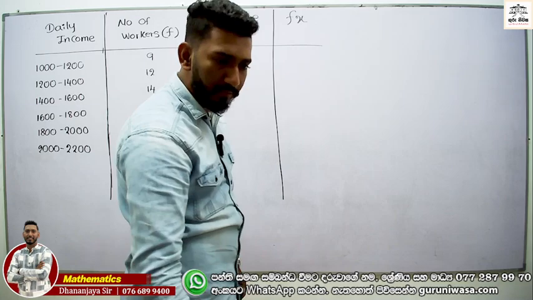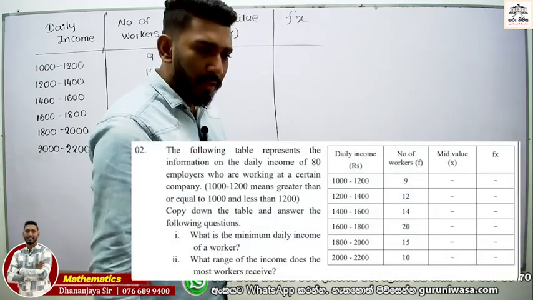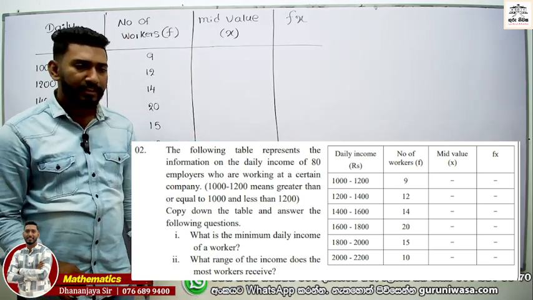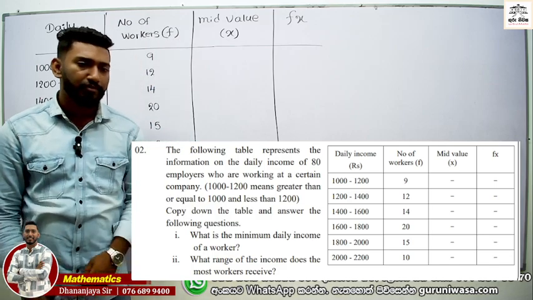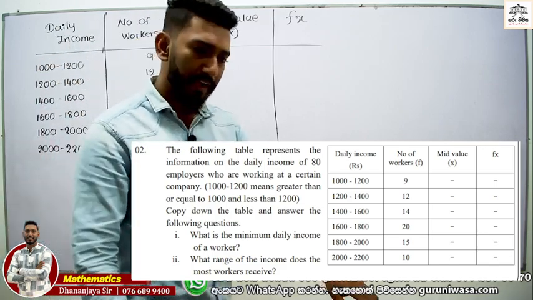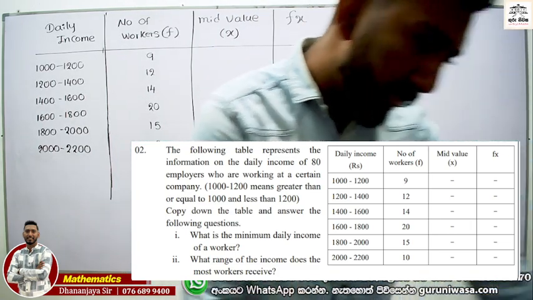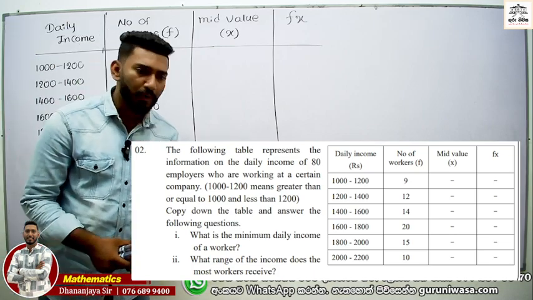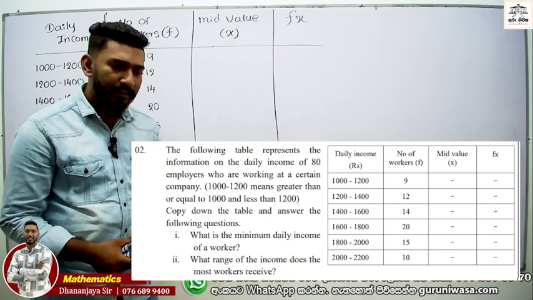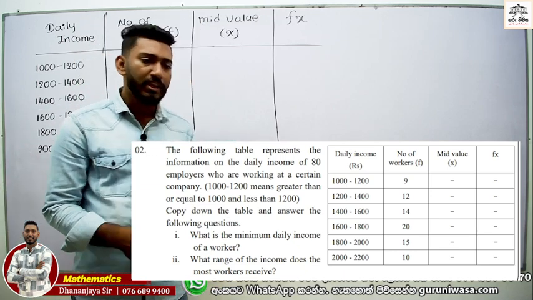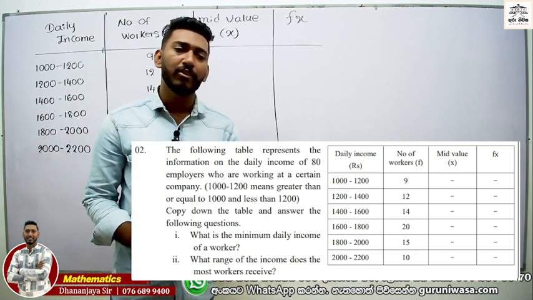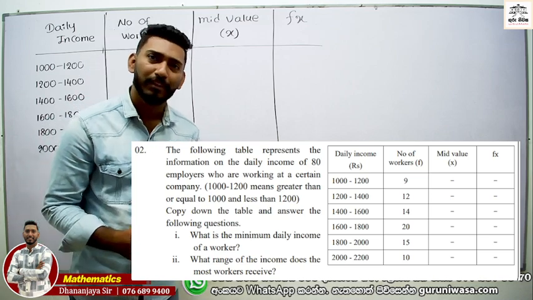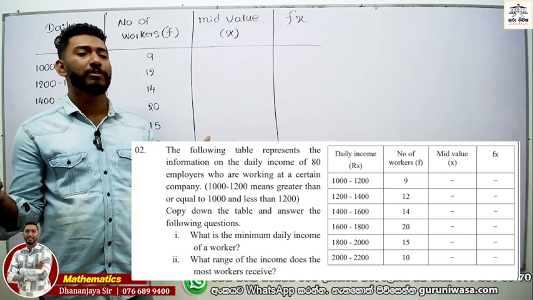Right. Now listen. The question is, what is the minimum daily income of a worker? The table represents the information on the daily income of 80 employees working in a certain company, and the 1000 to 1200 column means greater than or equal to 1000 and less than 1200. Therefore the minimum one is 1000 rupees. 1000 rupees, that's the minimum one.